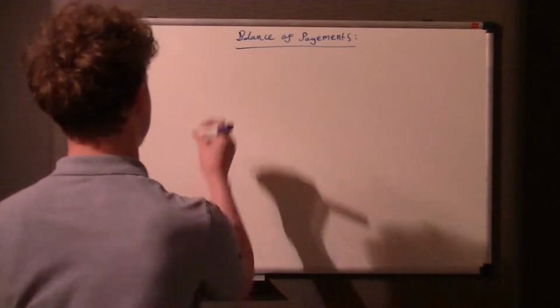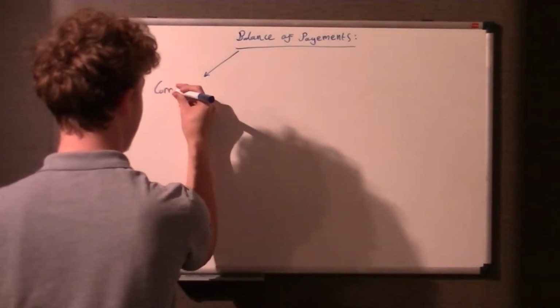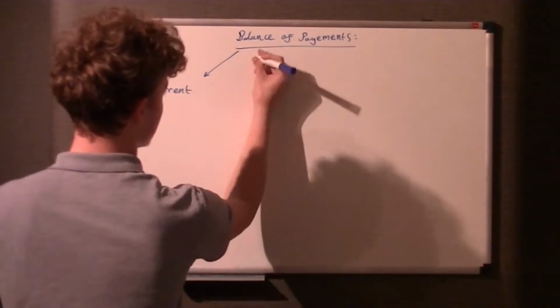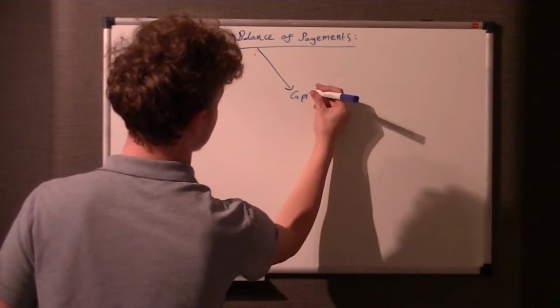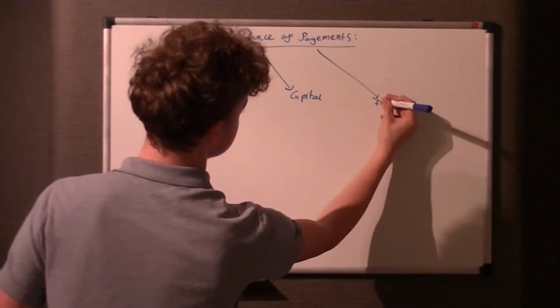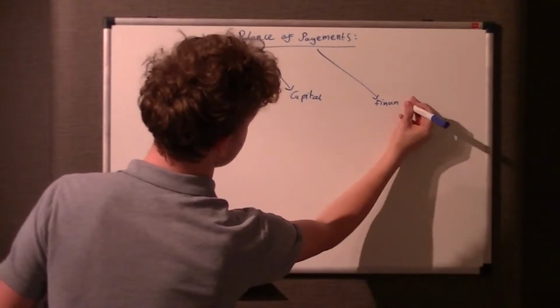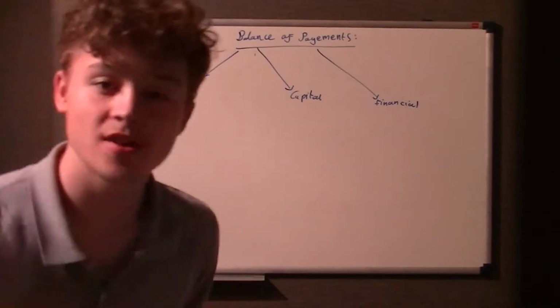Now, as I said, it's separated into the current account, the capital account, and the financial account. Right, so we've got these three accounts.